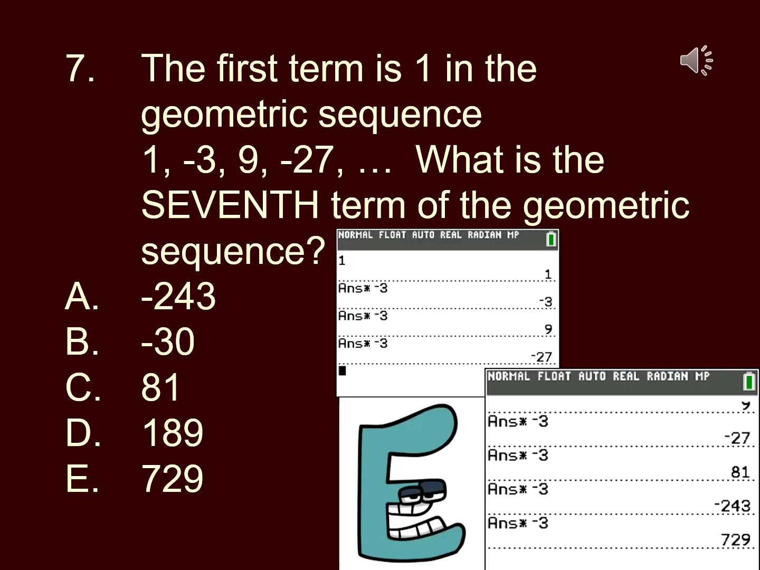And so all I did here is I just kept on multiplying by -3. I figured out the first term's got to be 1, second is -3, third is 9, fourth is -27. And if you keep on going and multiply by -3, the fifth term's 81, the sixth term is -243, and the seventh term, which is the one we're trying to find, is 729, and that's choice E.